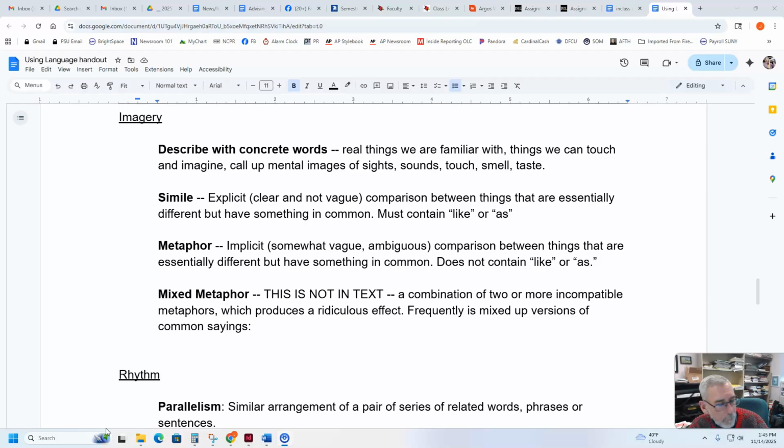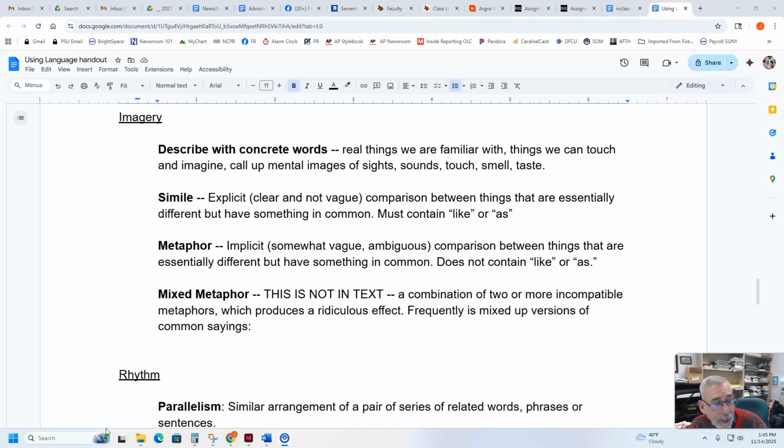Since I mentioned metaphor, I'll mention something that is not in your textbook, but it's going to be on the exam: the idea of mixed metaphor. Mixed metaphor is a combination of two or more incompatible metaphors. They don't work well together; they don't make sense together. We're used to using them correctly in different ways, and then we join them accidentally or intentionally for a comic effect. It is a ridiculous effect.